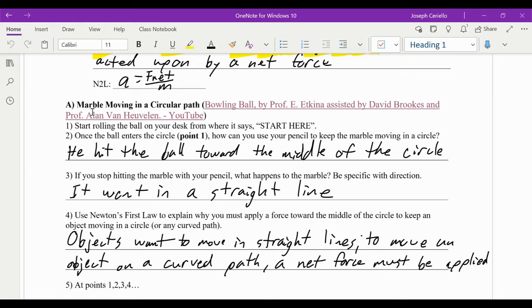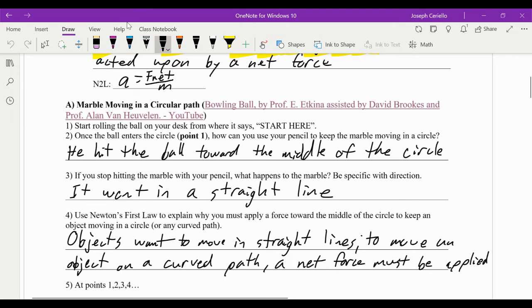Now it says if you stop hitting the marble with the pencil, so when he stopped hitting the bowling ball with a sledgehammer, what happens to the bowling ball? Be specific with direction. It went in a straight line, okay? And even more specific, I didn't even write it here, but it went in a straight line tangent to the circle.